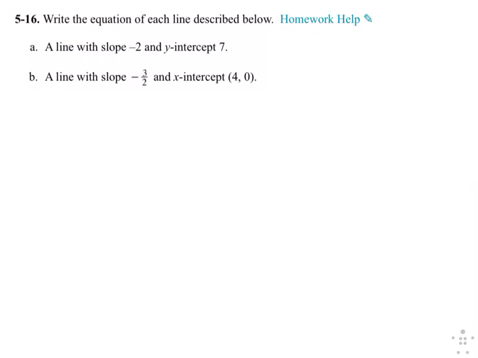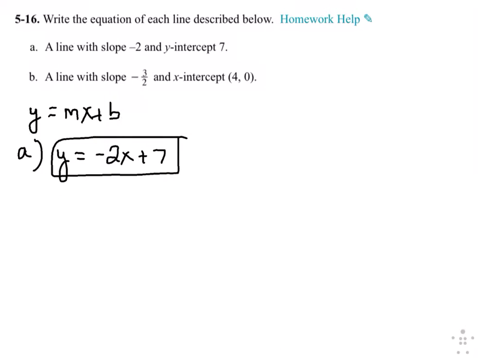Okay, for 16, they want us to write the equation of the line. So remember that y equals mx plus b is slope-intercept form for a line, m being the slope, b being the y-intercept. So for a, they give us the slope and they give us the y-intercept, so it's merely just writing it. The slope is -2 and the y-intercept is 7. So there's the equation of the line.